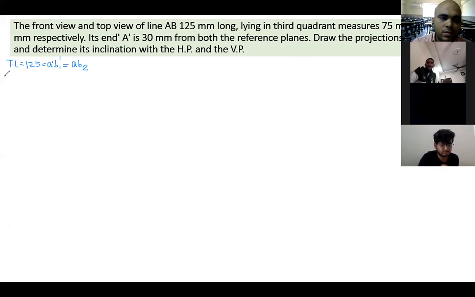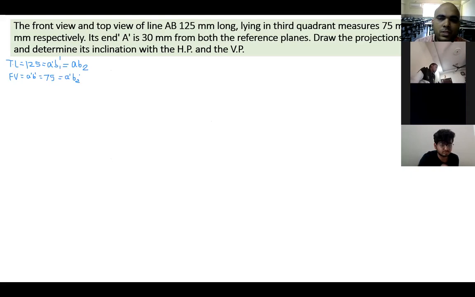Now what does that mean? Front view is represented by A dash B dash. How is the front view represented? A dash B dash. That is the 75. A dash B dash, which is a 75. And that is equivalent also to A dash and B2 dash. A dash B dash equals A dash B2 dash.